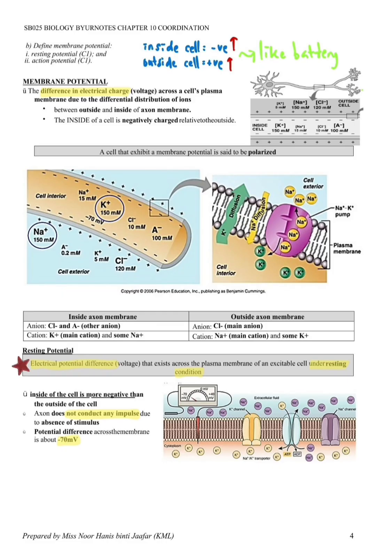Next, the resting potential is the electrical potential difference across the membrane when the neuron is not conducting any impulse. In other words, when there is no stimulus. At resting condition, the inside of the cell is negative 70 millivolts compared to the outside. This means the neuron is ready to respond if a stimulus arrives. So in summary, membrane potential is the voltage difference across the membrane when the neuron is not active, and this polarization is essential for nerve impulse transmission.